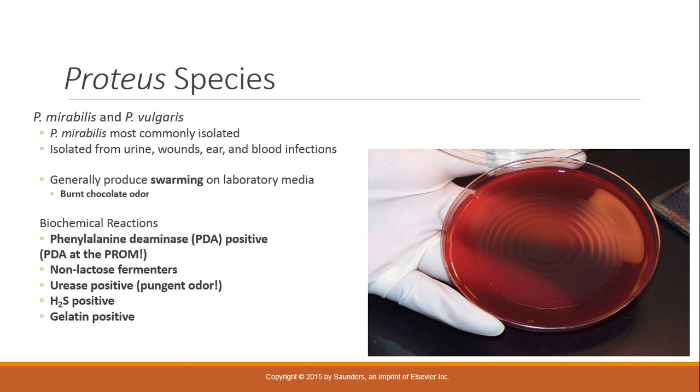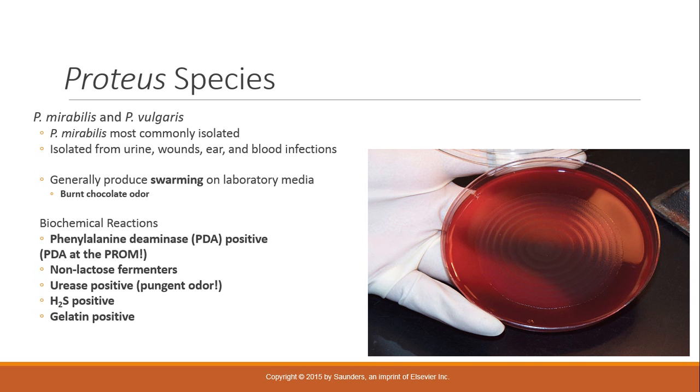Now, Proteus. Proteus mirabilis and Proteus vulgaris are the most commonly isolated species. Probably mirabilis more so than the other. Again, isolated from wounds, ears, blood, urine. One very unique colony morphology that we see is that it swarms. It doesn't always swarm, but when it does, we want to think of Proteus.